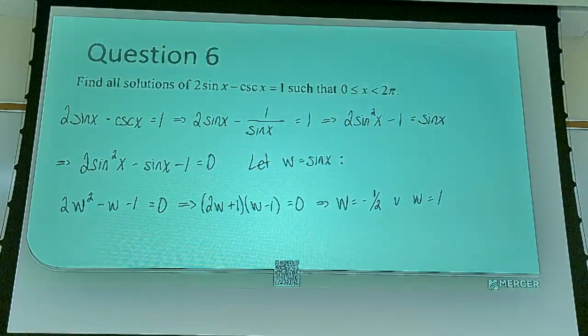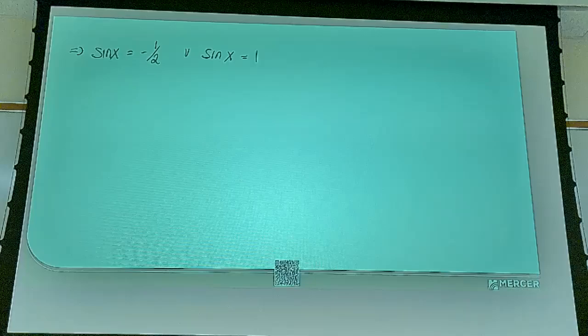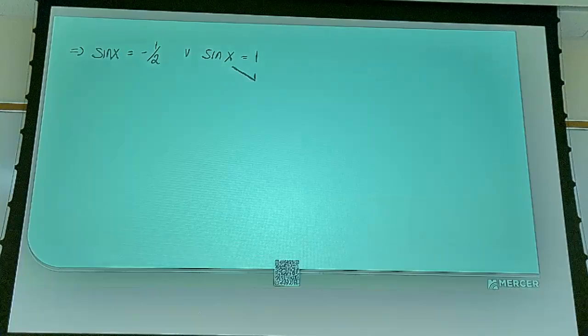Sine x is negative 1/2, or, what was it, sine x equals 1? We'll start that one first because that's the easiest. That only has a single solution. That only occurs at x equals pi over 2.